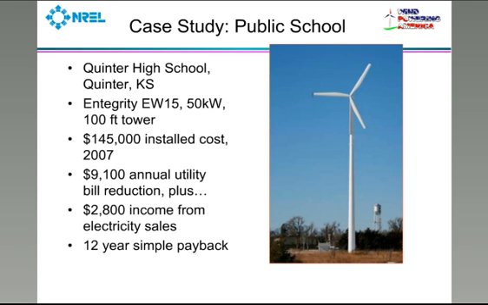Final case study is a public school in Kansas. They installed a 50 kilowatt turbine on a 100-foot tower. And they're getting about $12,000 a year back from the turbine, a little over $9,000 in utility bill reduction based on energy that the turbine produces that is used on site, and then an additional $2,800 a year from excess energy they send to the grid that they don't need. And they're looking at about a 12-year payback, which is, again, pretty good.